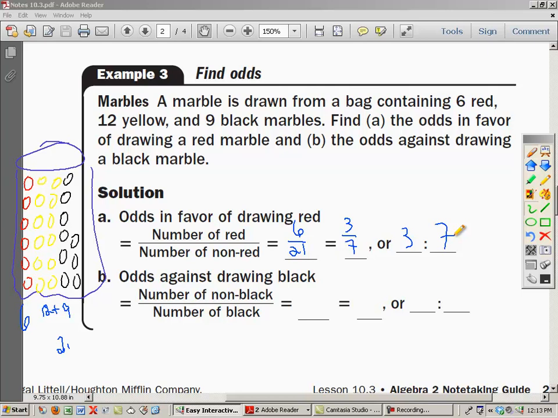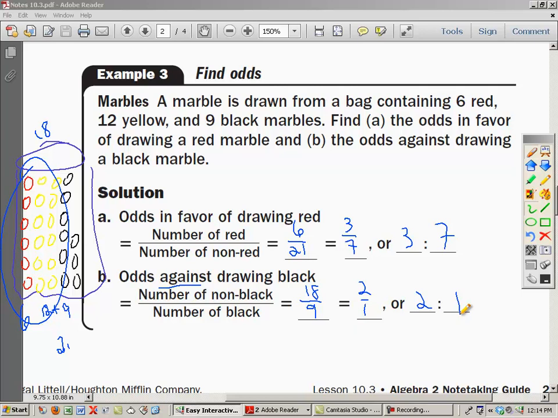The odds against drawing a black would be the odds of a non-black. So how many total non-black marbles do we have? Well, we have 18 that are non-black, so it would be 18 non-black marbles over the number of black marbles, which is 9. 18 over 9 is 2 over 1, so that means there's a 2 to 1 odds that we will choose something that's not black versus something that is black.